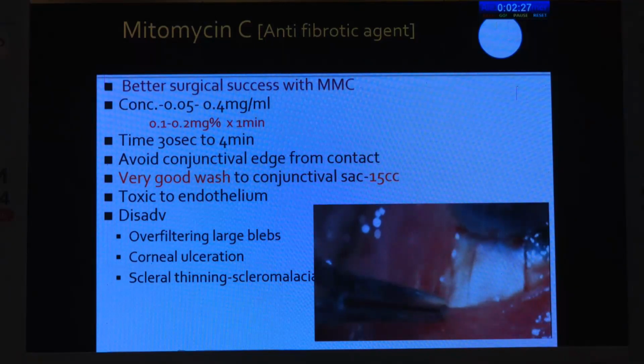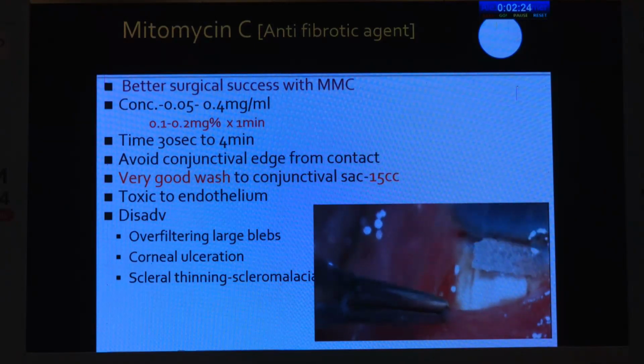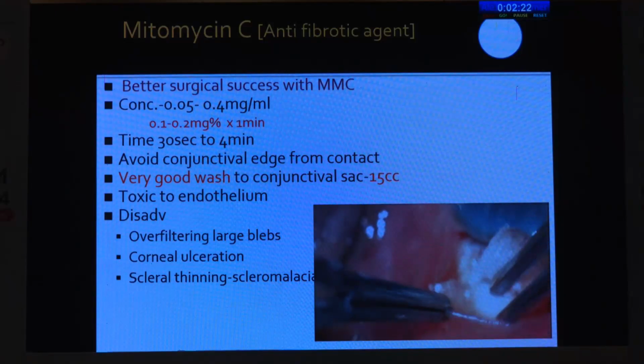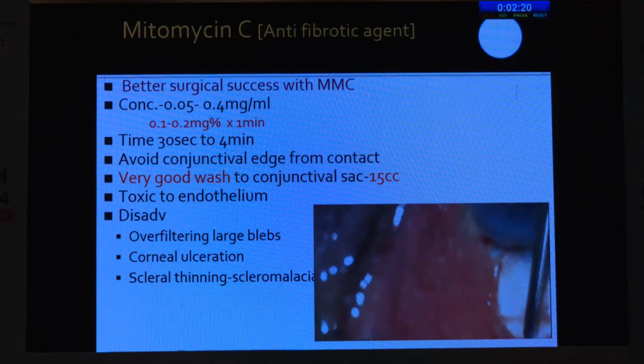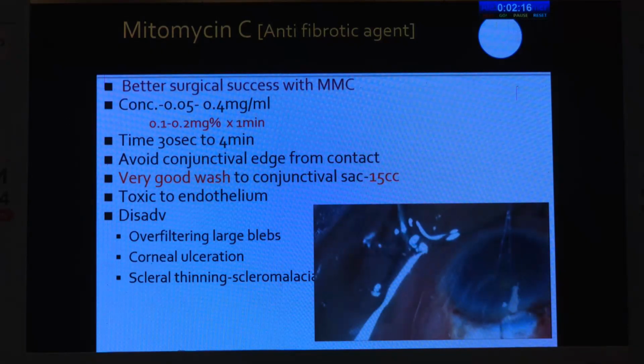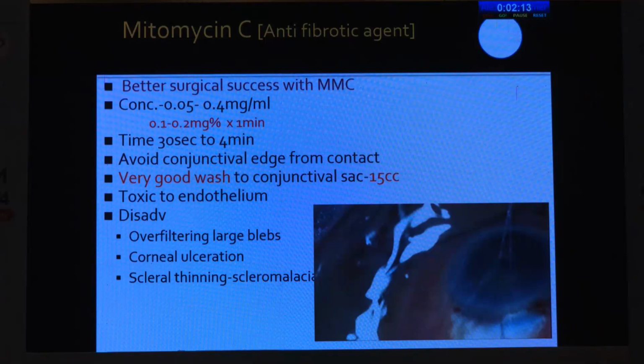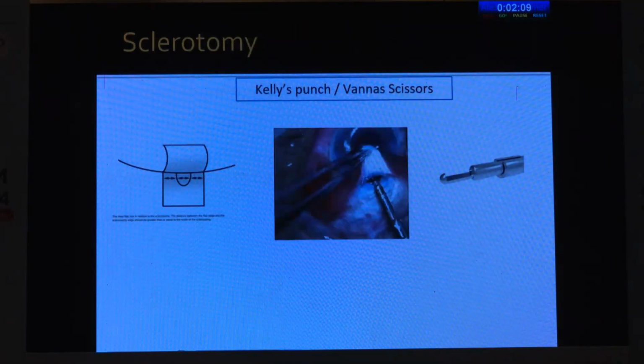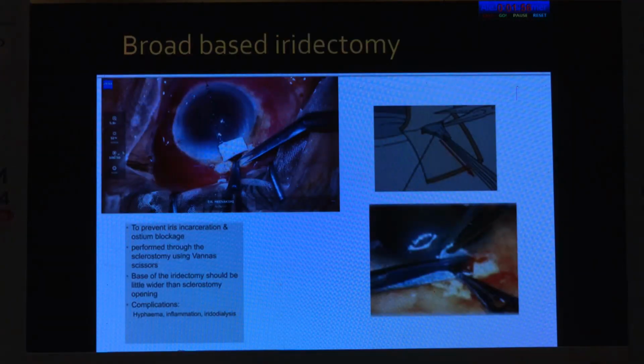And when you are applying it, you do not touch the edge of the conjunctiva, so that conjunctival healing is not compromised. A good AC wash thoroughly through the conjunctival sac is a very good thing to do, and change your instruments thereafter. And the sclerotomy punch, one should leave the same side, like if you have a 4 mm, leave 1.5 on each side, so that you have a good flow and it's done well.